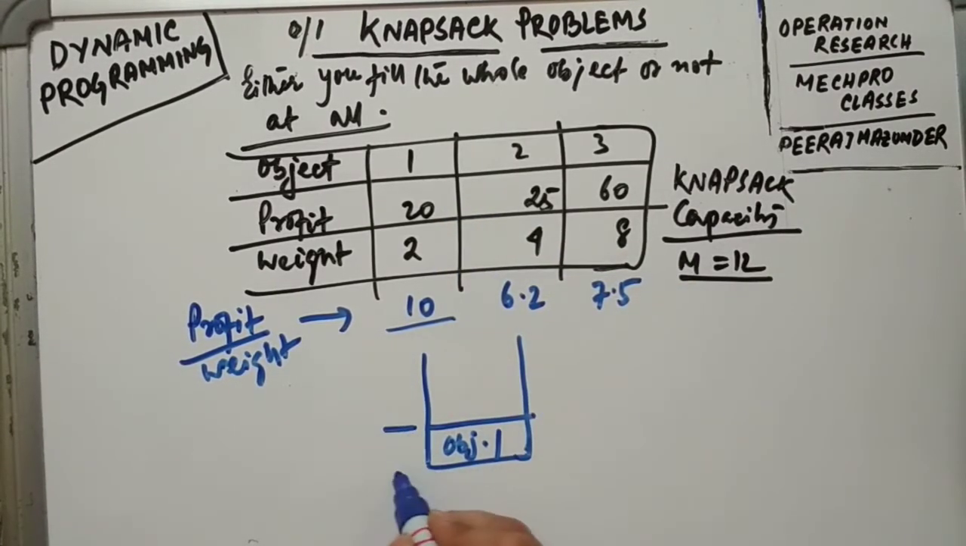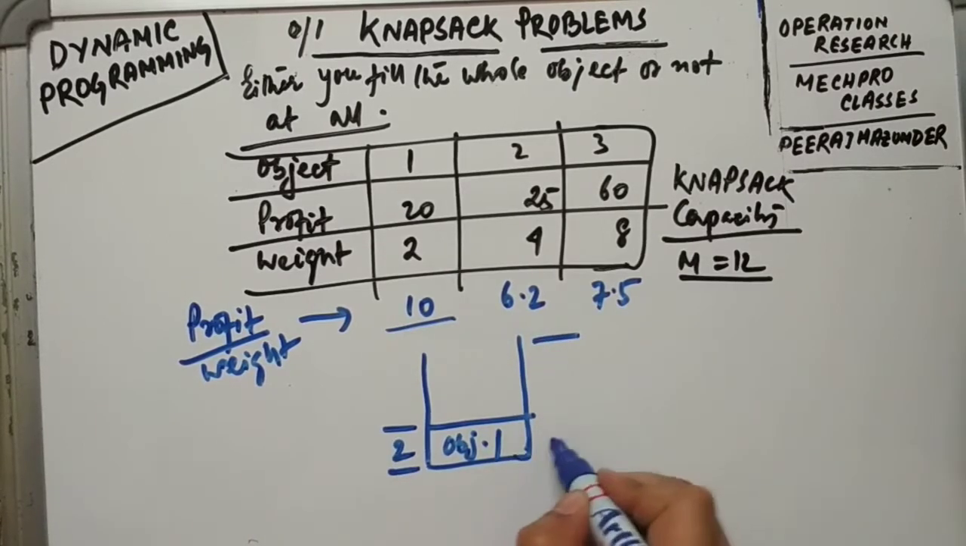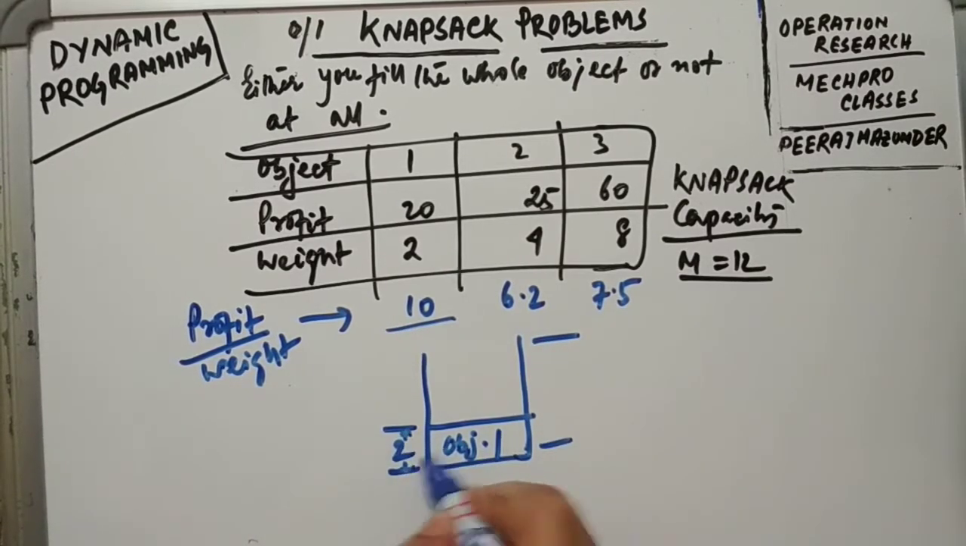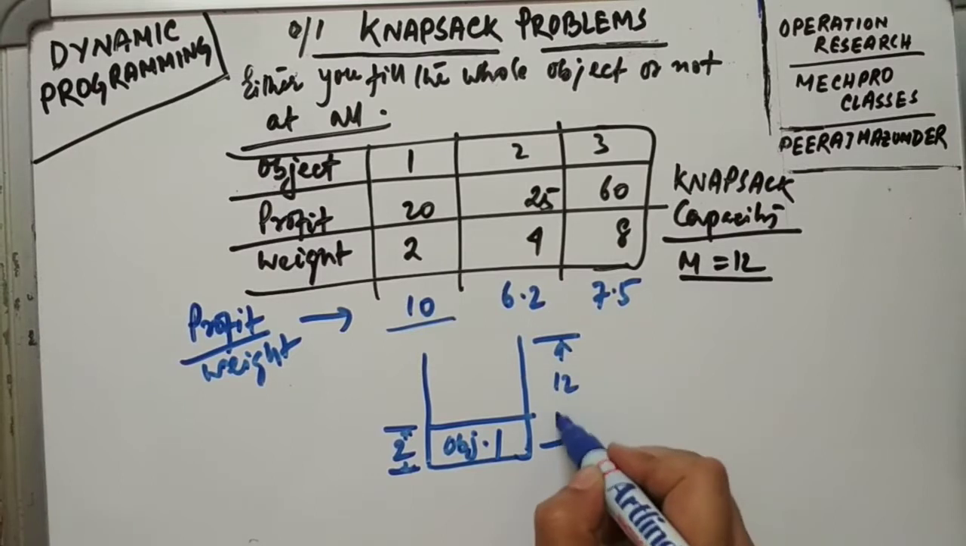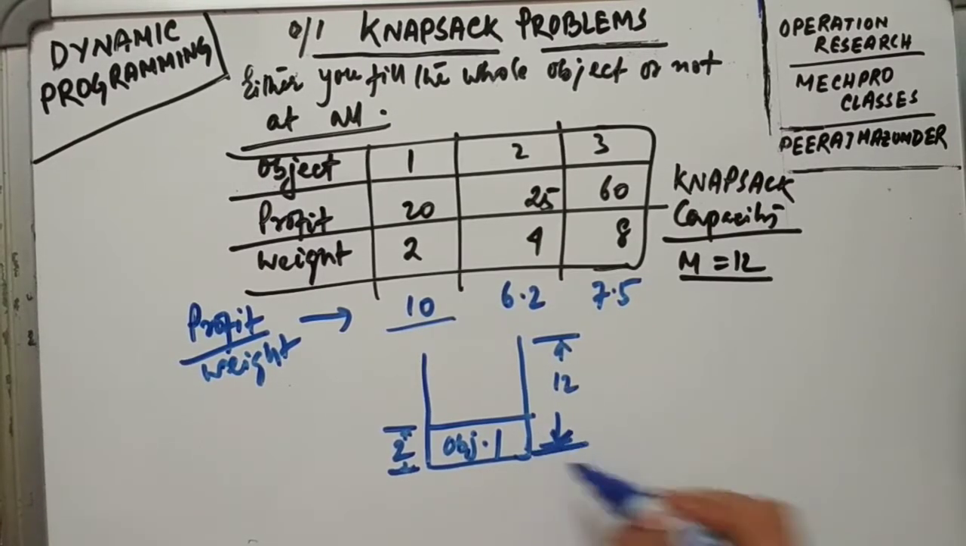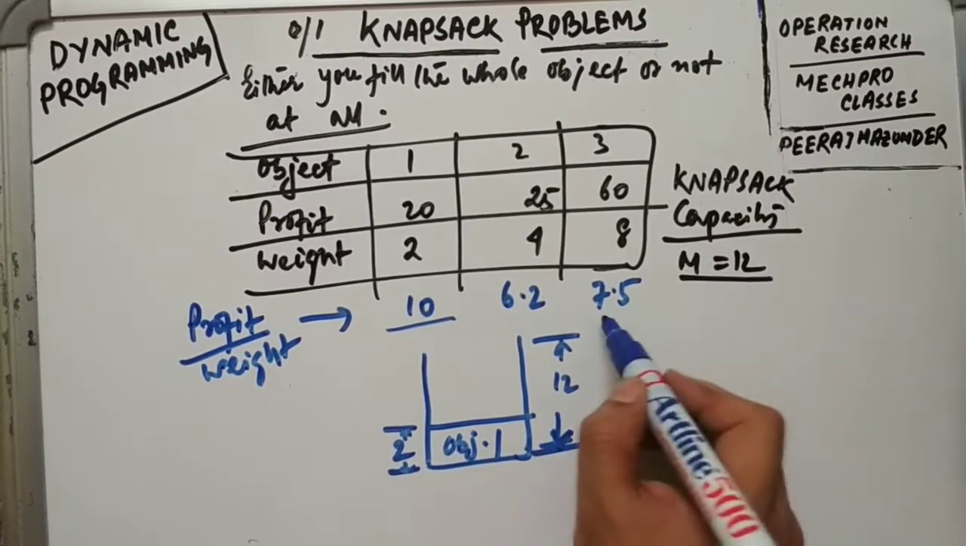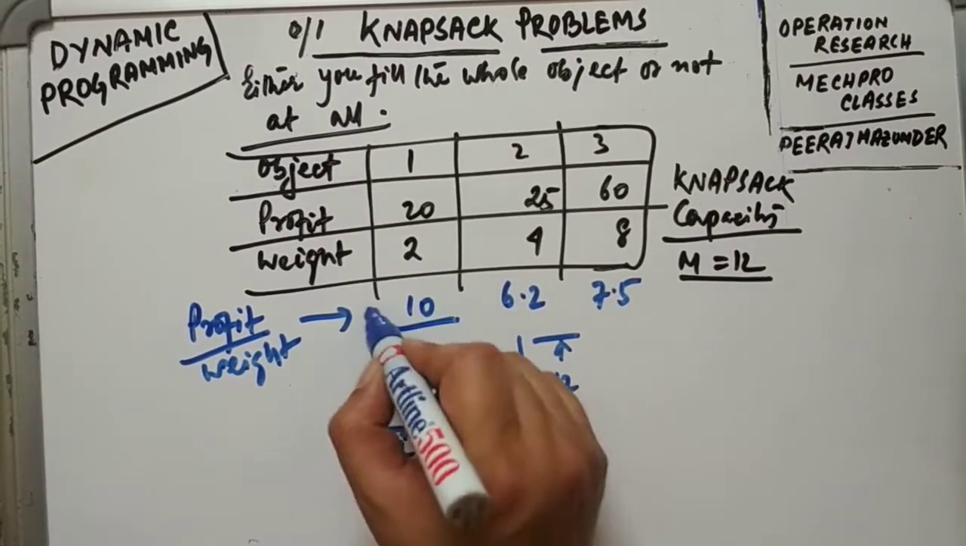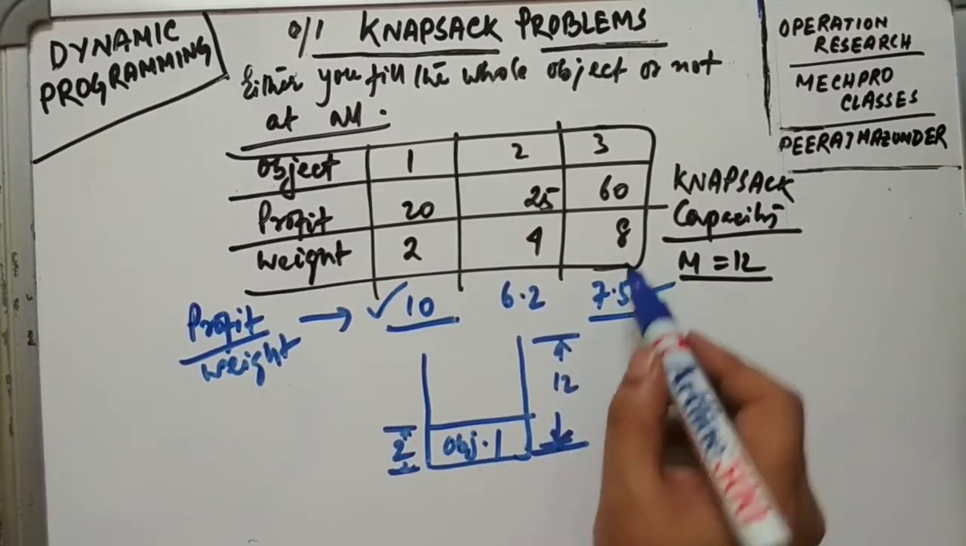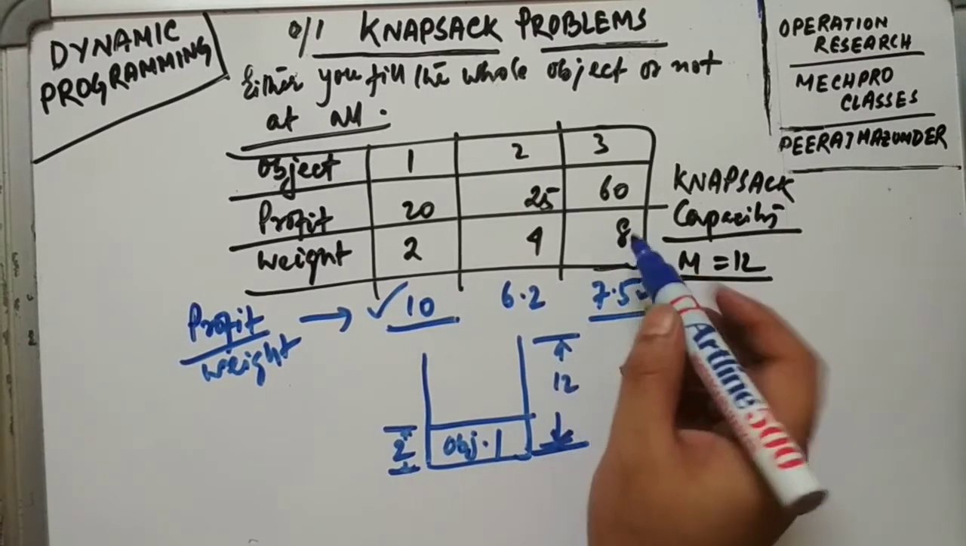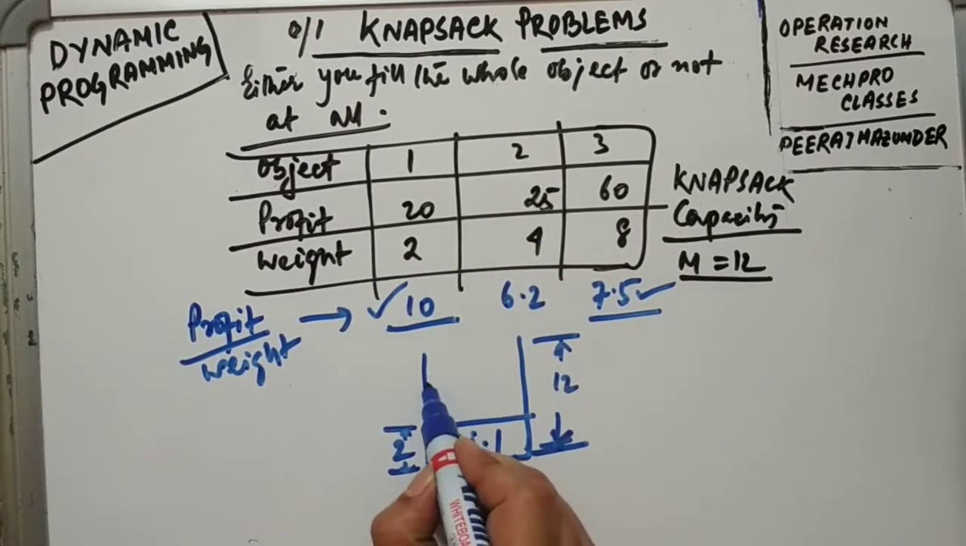For this object 1, the weight is 2 only, so I can write it as 2. The total capacity is 12, that is given to us. Now 10 is remaining. The next higher value is this one, 7.5. The corresponding object is 3 and the weight is 8, so I can fill it like this.